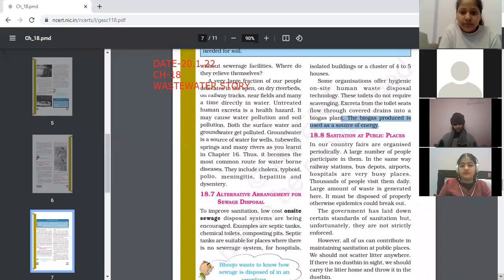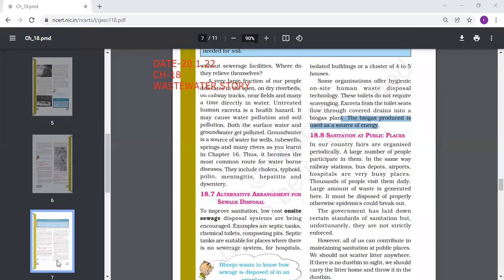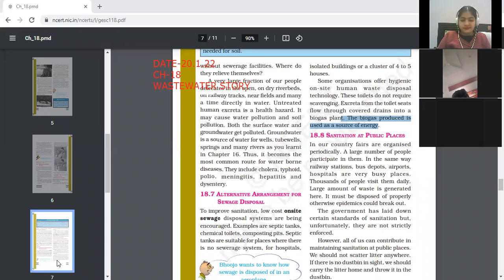Next, what about the public places? We were talking about our homes, how sewage should be treated. But now what happens if we move to public places? Can you tell me what public places we are talking about? Like railway stations, hospitals, big markets. Okay, and telephone booths. So at public places, what type of precautions should we keep in mind? Let's read it. Who will continue reading? Nishchay? Devyansh? Okay, Kavya, continue. Read the first paragraph.